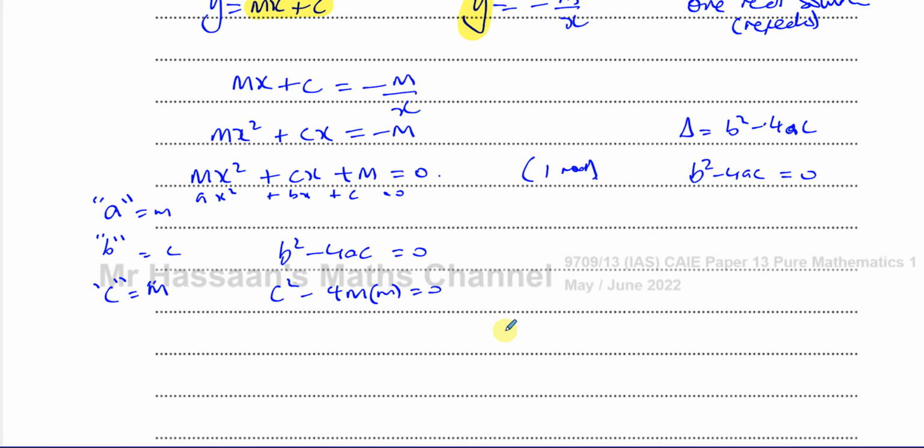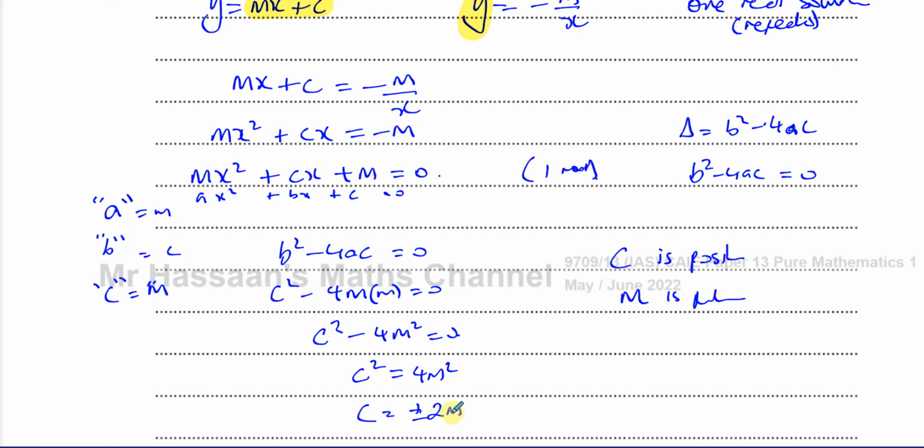So we're left with c squared minus 4m squared equals 0. So we can say c squared equals 4m squared, so c is plus or minus 2m. Now we know that c is a positive constant, and m is also positive. So if m is positive and c is positive, then c must be positive, because if you left it as minus 2m, c would be negative. So c is equal to 2m.